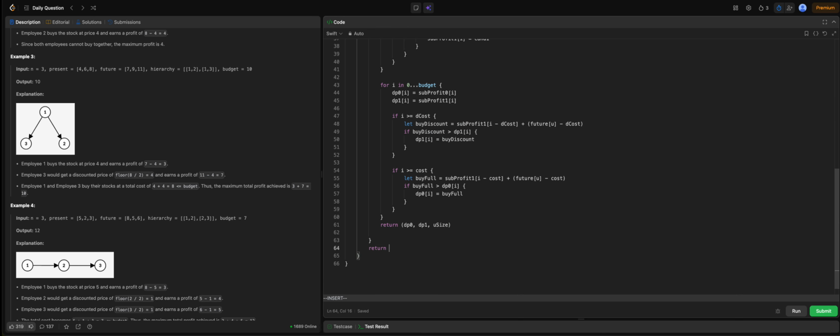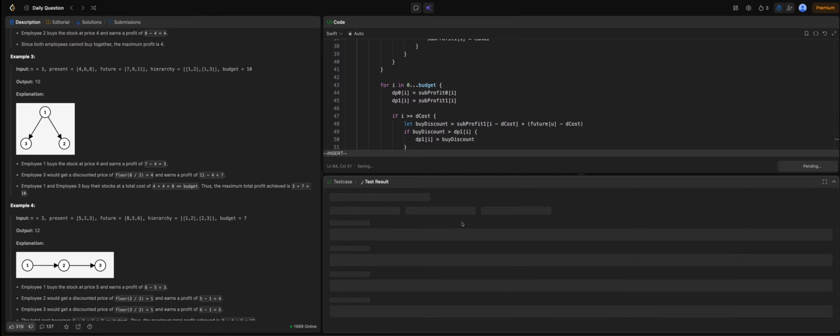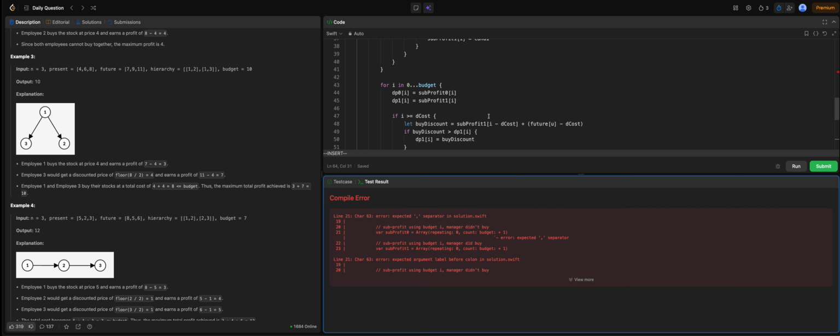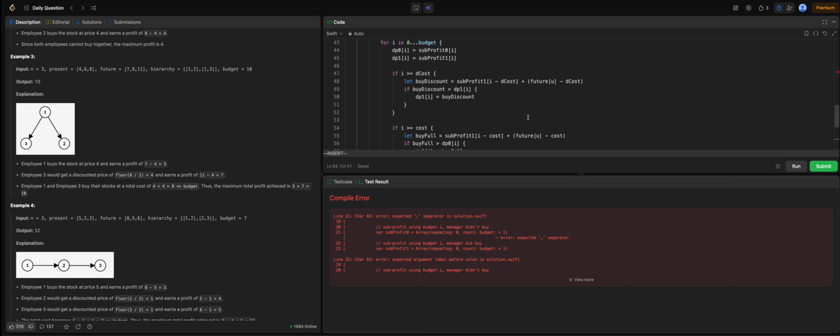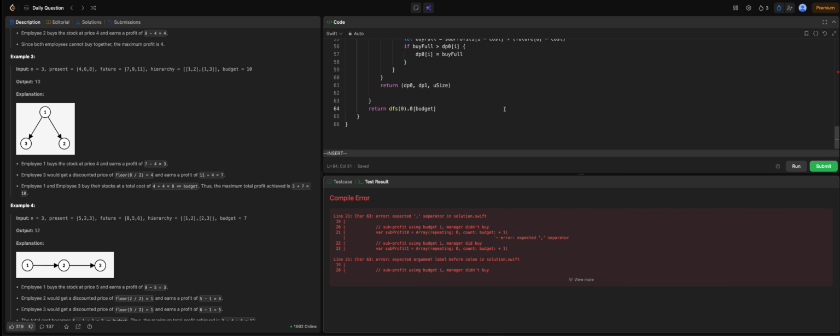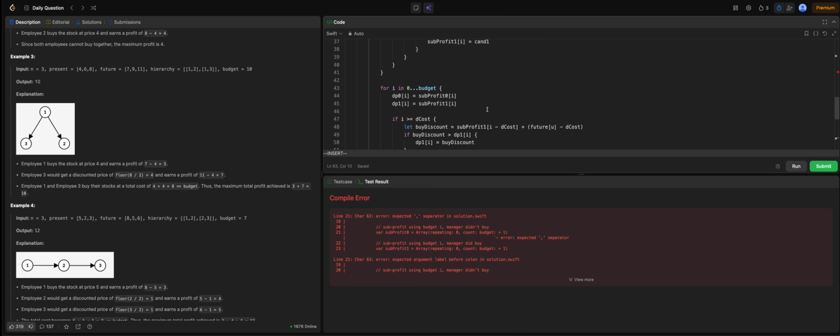So for the cost, I can just call our DFS starting from 0, 0, which is the double of the budget, as our result. I'm not sure if I will screw up the code base or not. Okay, exactly, in line number 63 I screwed up something. What did I do wrong? We are missing the comma in here. Wait, I have filled in all the commas.